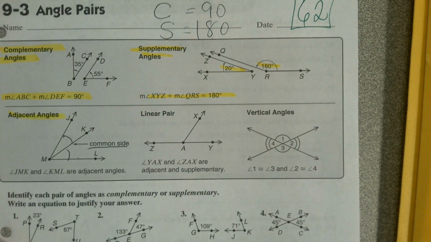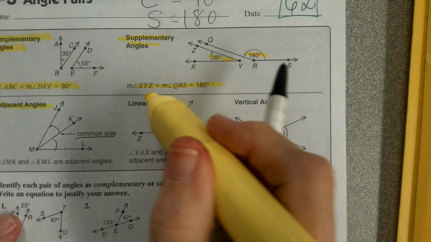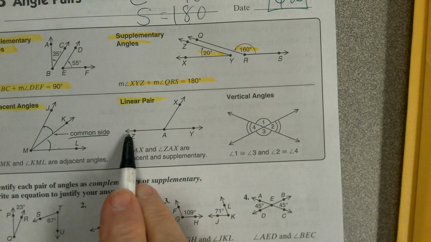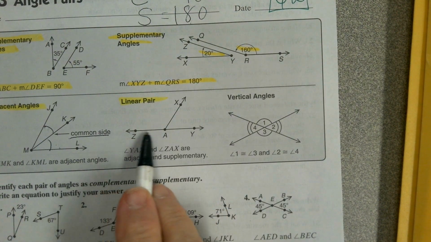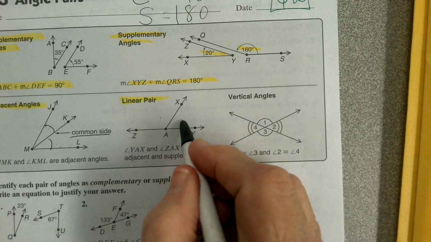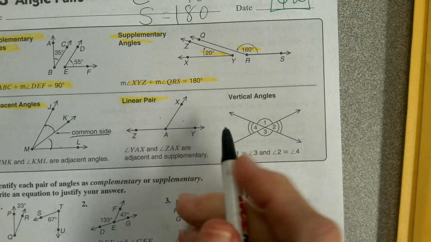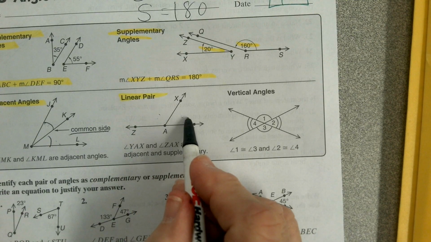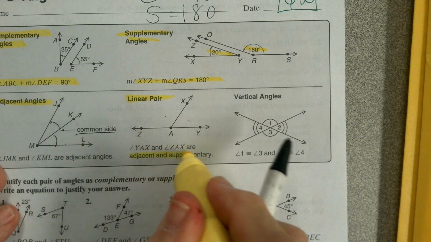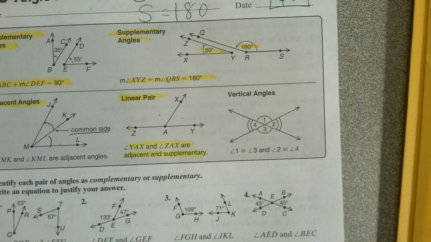Then linear pair. Linear pair is they fall on a line. So they form two angles that add up to be 180. So they're adjacent, they're linear, and also they are supplementary. So that one is all three of them.